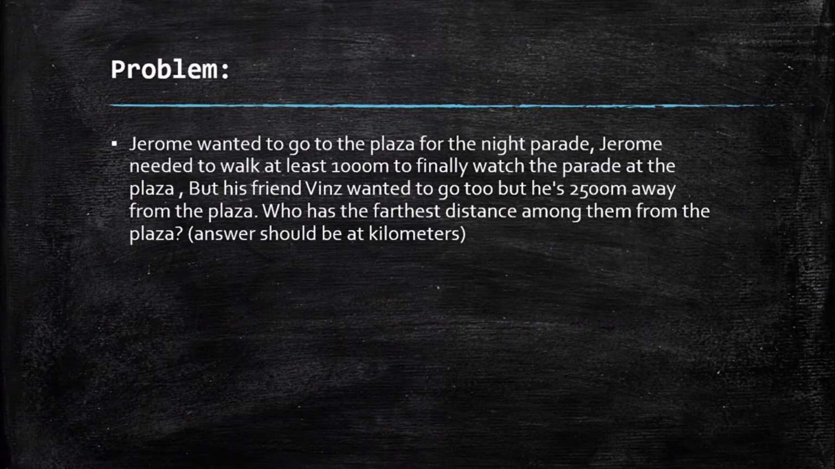Problem. Jerome wanted to go to the plaza for the night parade. Jerome needed to walk at least 1,000 meters to finally watch the parade at the plaza. But his friend Vince wanted to go too, but he's 2,500 meters away from the plaza. Who has the farthest distance among them from the plaza? Answer should be in kilometers.